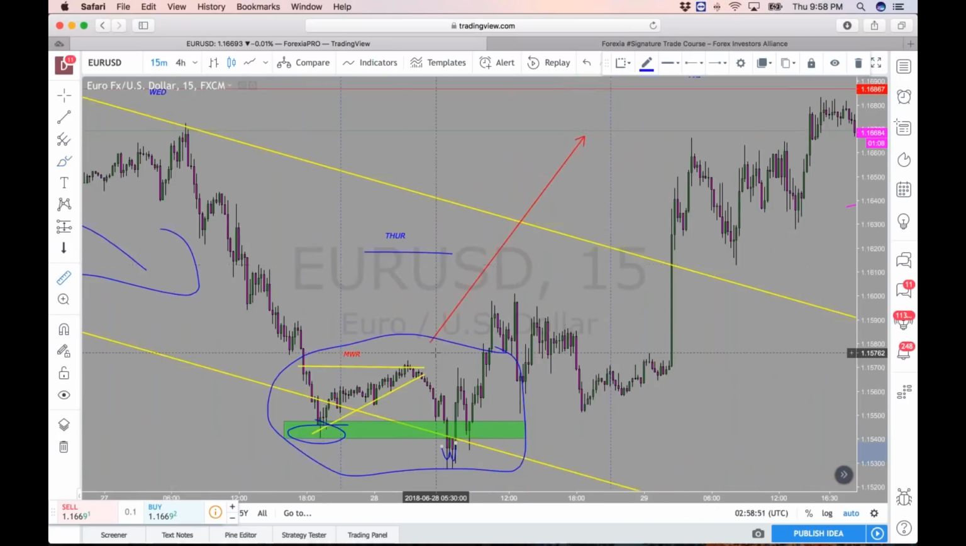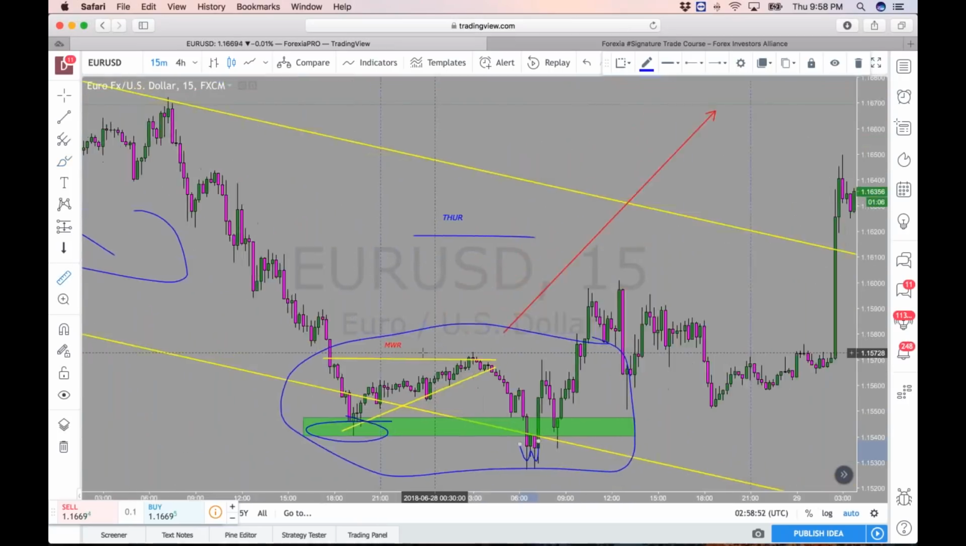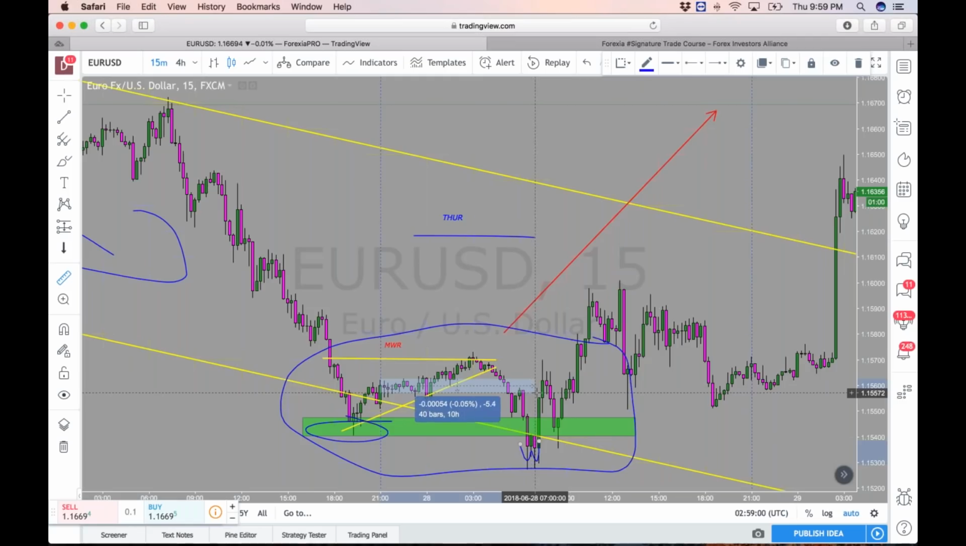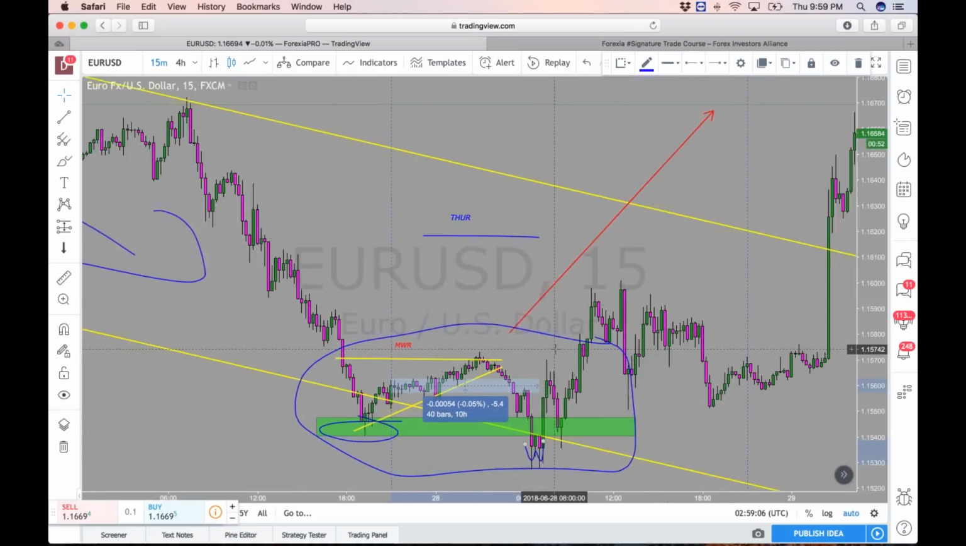Not only that, but what did I say? 10 hours in is London session. Let's see. 7, 8, 9, 10 hours exactly. This candlestick is London session. The next candlestick completely moves out of that zone.